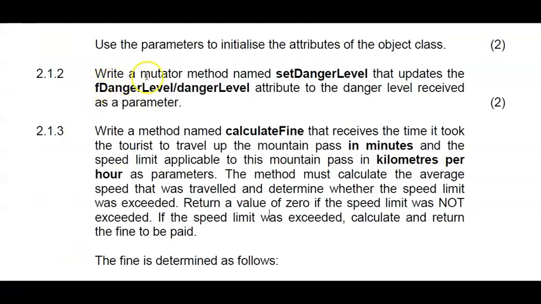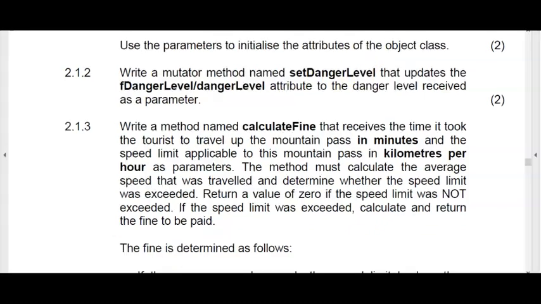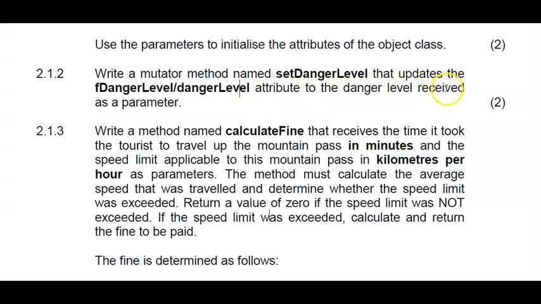The next question asks us to write a mutator. Remember, mutators are procedures, and we're going to call it set danger level. And we are going to update F danger level. This part here was for Java, so you can ignore that. To the danger level received as a parameter. So there you can see it has a parameter. Press pause and try it yourself.